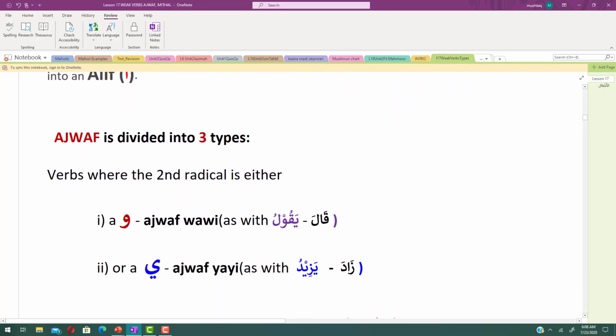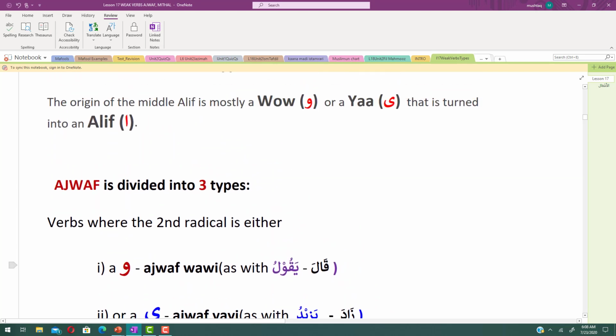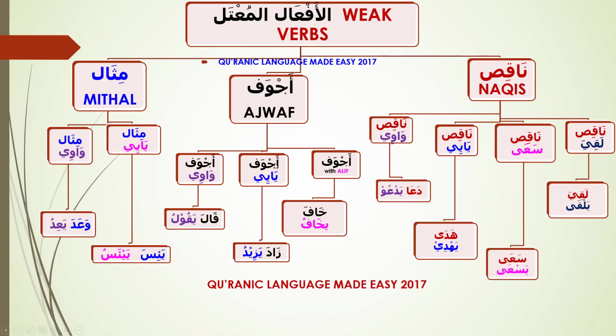Ajwaf wawi is one where the verbs' second radical is a waw. For example, we have qala yaqulu. And notice that in qala, the madi, the root letters might seem to be qaf, alif, and lam. But in reality, it's not the truth. In reality, the root letters are qaf, waw, and lam. And how do you know that it's a waw and not an alif? Look at the mudare. It is yaqulu. The waw comes back. So the root letters are qaf, waw, lam. Qala yaqulu.